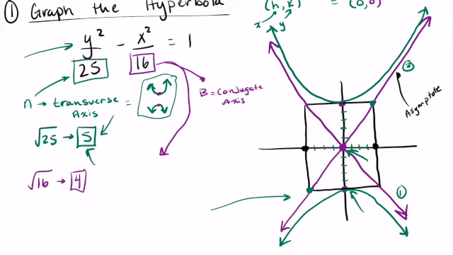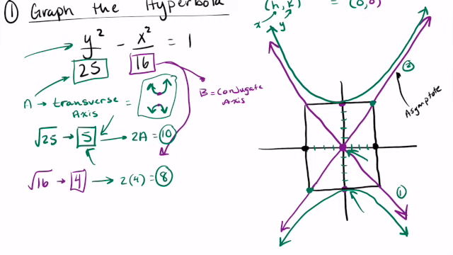And let's backtrack too. What if your question said, what is the length of my transverse axis? Well, the transverse axis is just 2 times A, which here would be 10, right? The length of my conjugate axis, 2 times 4, is 8. So we can find all of those. That's very easy. We've done those in ellipses as well.